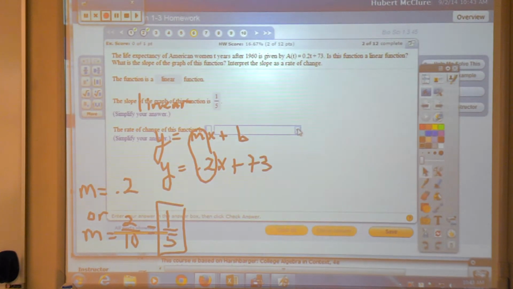The rate of change is 1. Oh, okay. I didn't know where it was going. So what is that? Okay, hold on. What is the rate of change?